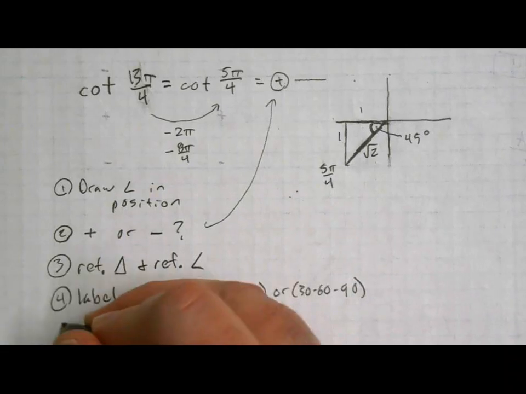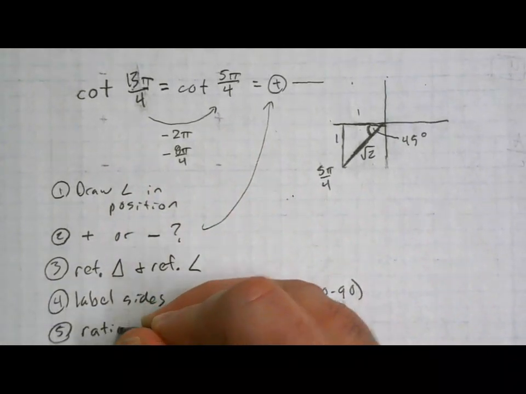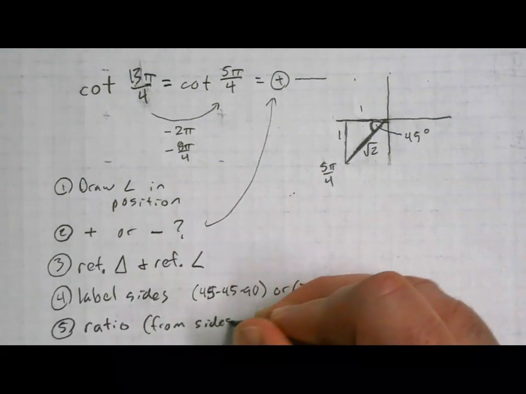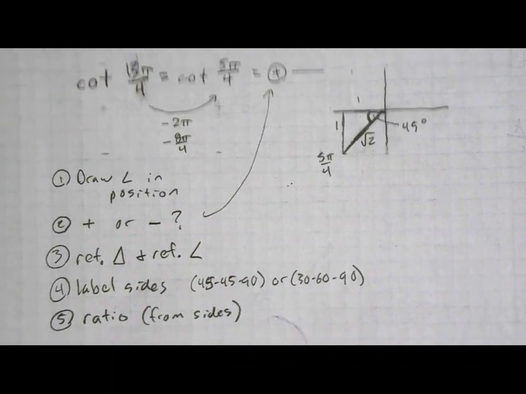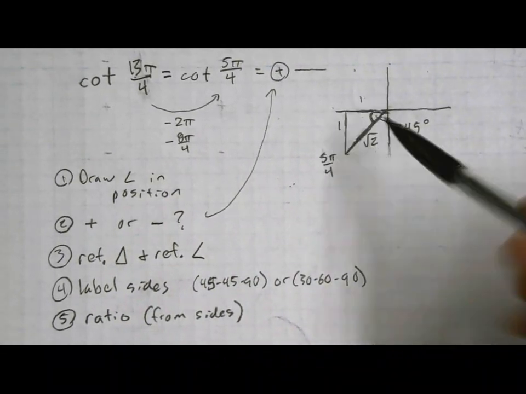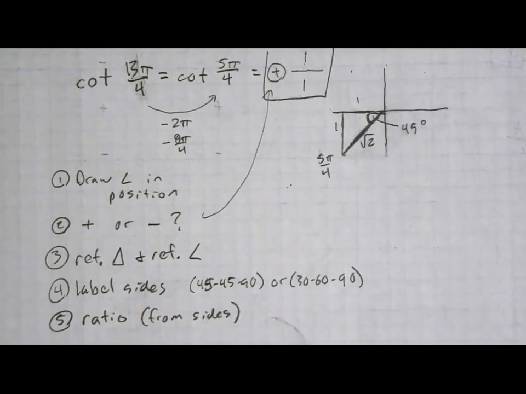And now we have everything we need to complete the problem. All we're looking for is our ratio from our sides. This is cotangent, which is adjacent over opposite. From our reference angle, that would be 1 over 1. So final answer, positive 1.